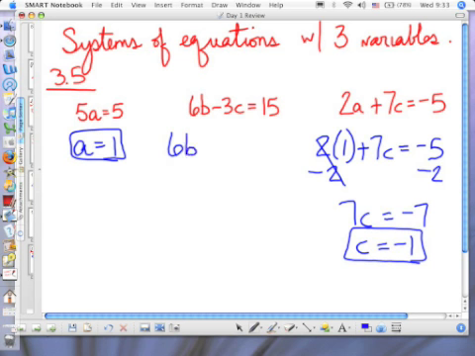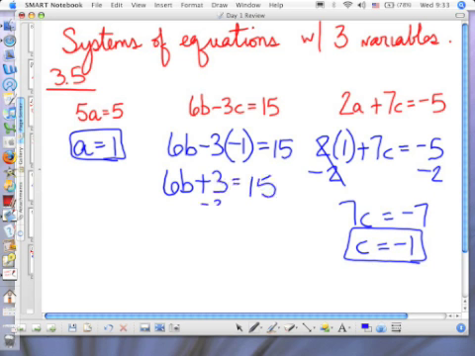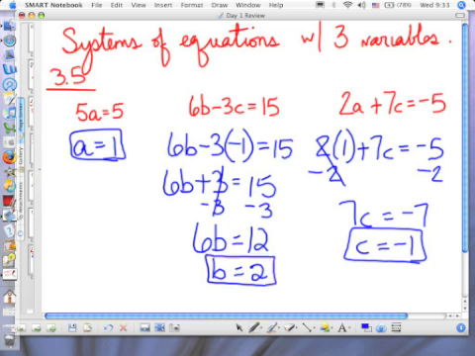6b minus 3 times c, which is -1, equals 15. What do you do first? Multiply. This is 6b plus 3 equals 15. Subtract 3 from both sides. 6b is equal to 12. Divide both sides by 6. B was equal to 2.